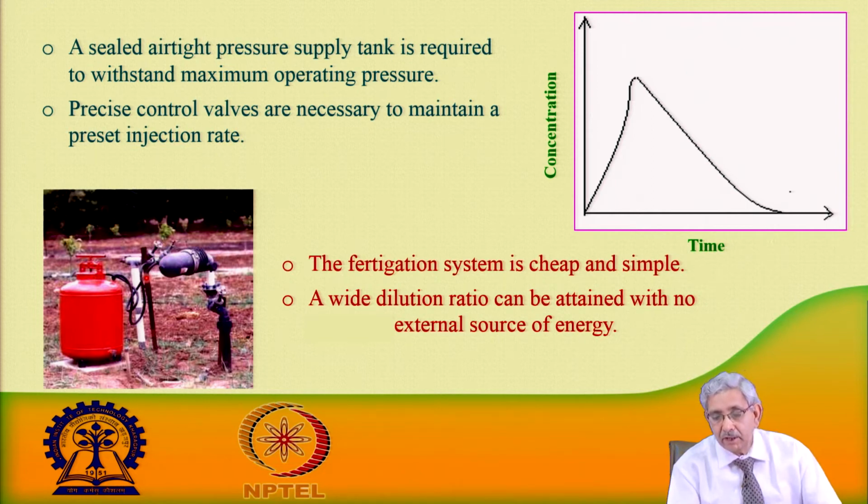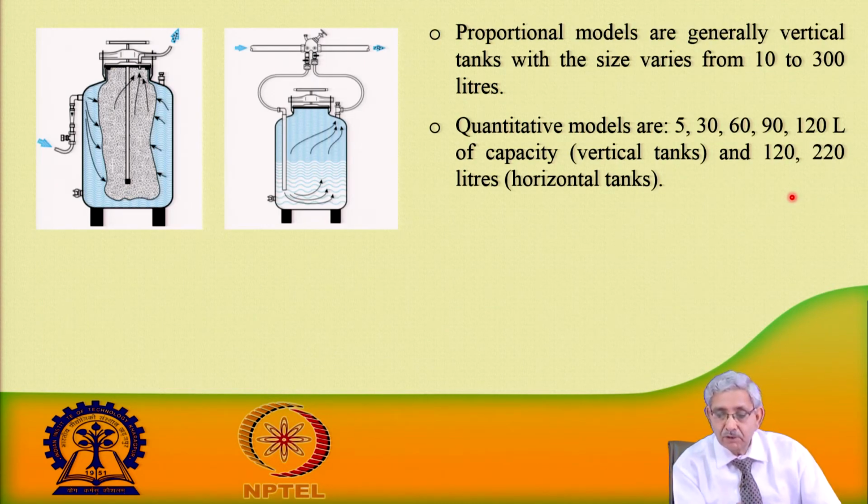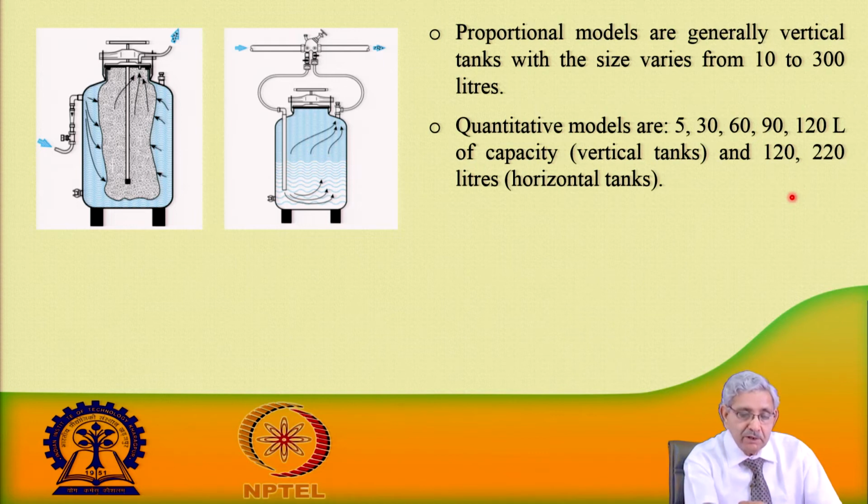What happens? There is a continuous supply of water into the tank, so there is dilution. The concentration initially reaches a certain level, but there will be dilution when we are injecting water into the system. Slowly the fertilizer keeps dissolving, and the concentration decreases with time. This is unlike the case of Venturi injection. Here in this case which we are seeing, this is a vertical model.